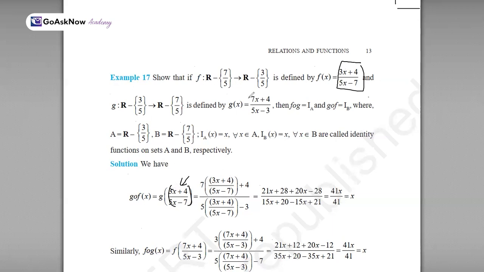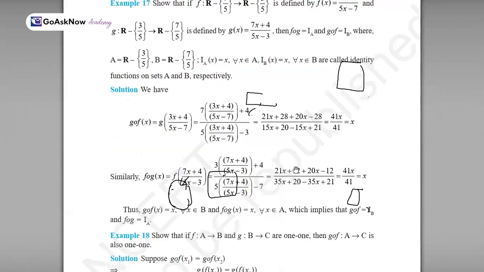So what is g(x)? This is defined as (7x + 4)/(5x - 3). I have to put the x value equal to all this value, so I have put here (3x + 4) upon (5x - 7). And after simplifying it, I will get it like x. So I am getting g∘f(x) is equal to x. And f∘g(x), if you solve that also, you will get it equal to x.